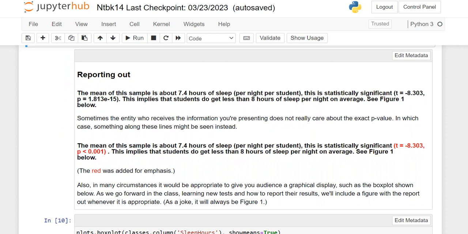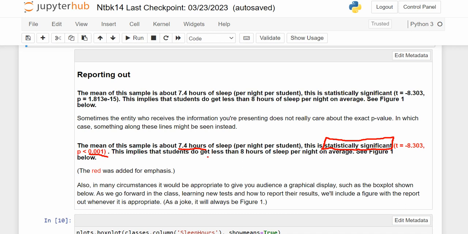And so what do we report out? As we said earlier, since the mean of the sample was about 7.4 hours of sleep, and reject the null, that's the same thing as your notebook is using when it says statistically significant. Those are synonyms, reject the null and statistically significant. And the notebook is using p is even less than 0.001, which it is. It's very much less than that, almost virtually 0.